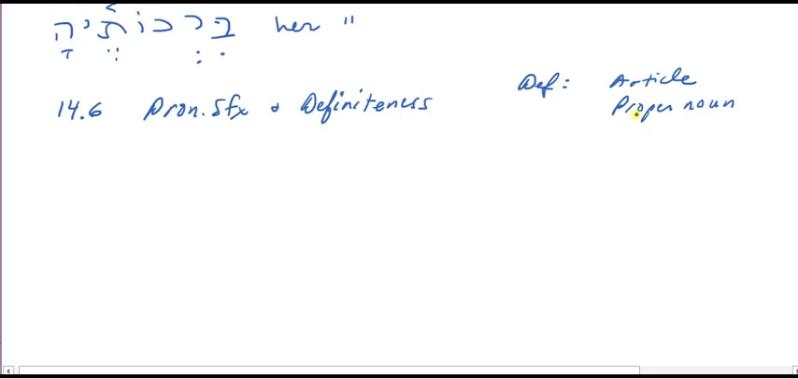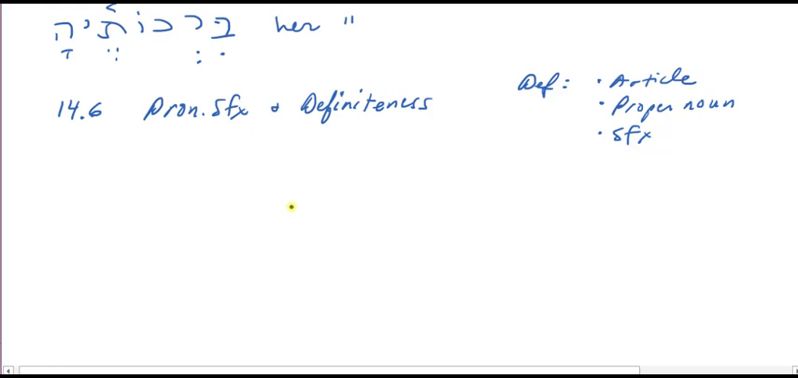A bridge is not definite. The Golden Gate Bridge is. And then if it is a noun with a pronominal suffix, then it also will be definite. Okay? Any noun with a pronominal suffix is definite. And that means it has to follow the rules of grammar for definite nouns. And that's what Ross is talking about here.